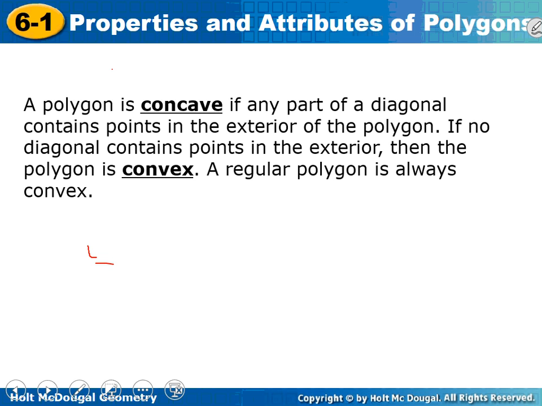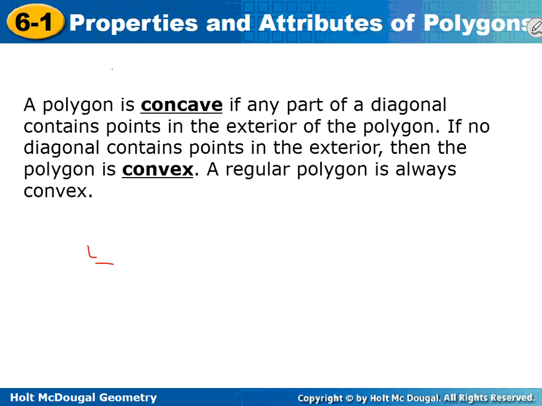Okay, so we're going to decide, is it regular, is it not? What makes it regular again? Equilateral and equiangular. The second thing we're going to be deciding is, is it concave or convex?